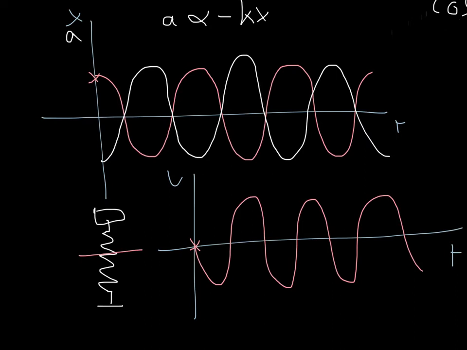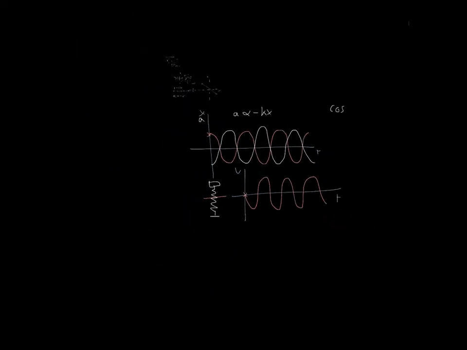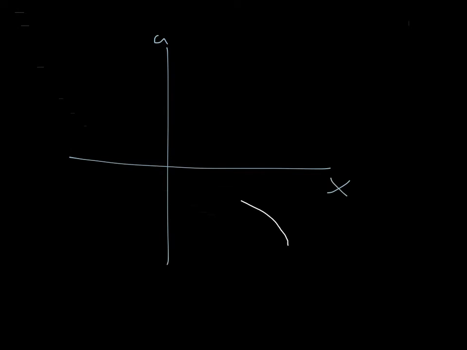Now, it's only harmonic motion if these graphs have this shape. And these graphs will only have this shape if the acceleration is proportional to the displacement. Which means that if I have this kind of graph, so imagine acceleration here, displacement here, and instead of being proportional, there's some weird shape like this. This is not simple harmonic motion.